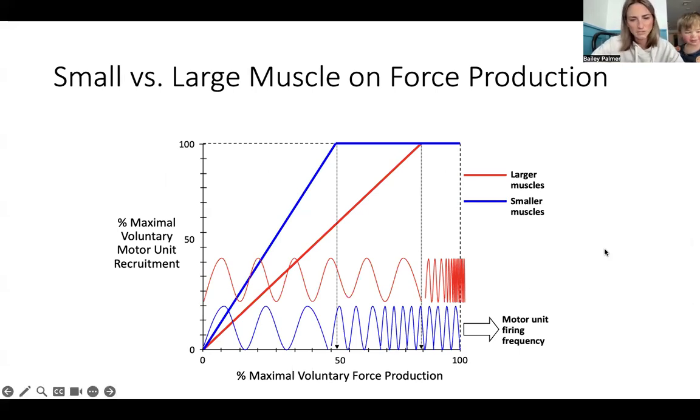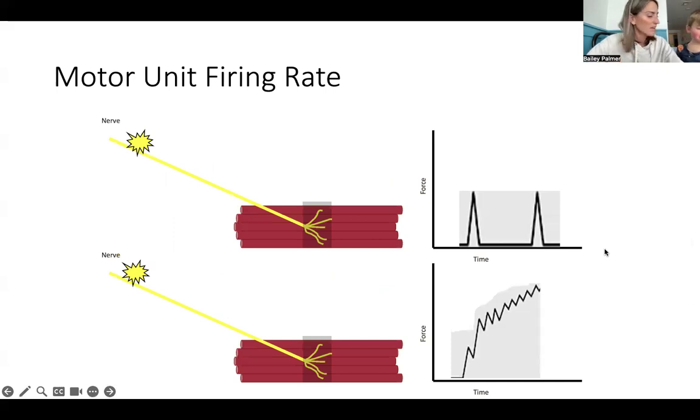We're not going to spend much time on it, but I do want to talk about this one. So this slide is where I want to explain firing rate to you. So what we have is the neuron, the muscle fibers, and then over here in the graph, you can see force production. So what we have first is this nerve, this neuron. So as you see it slide down.